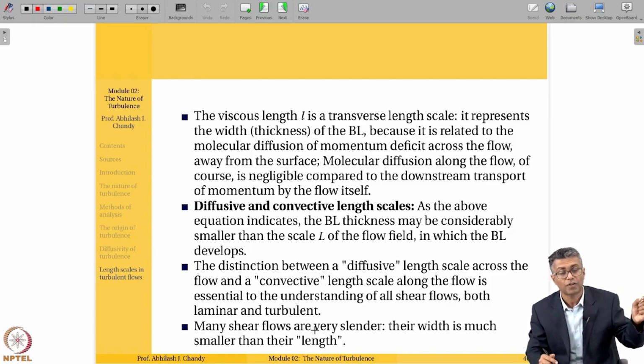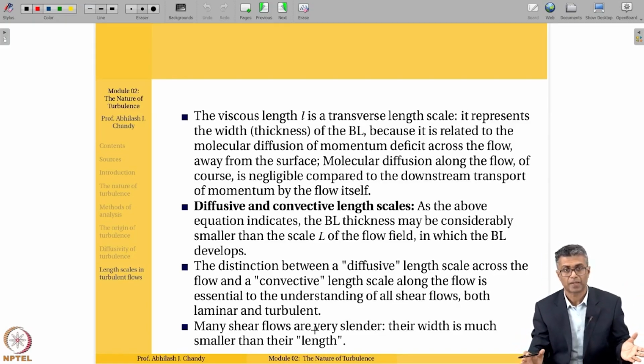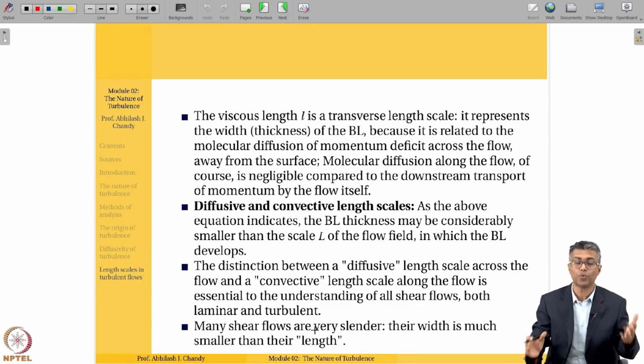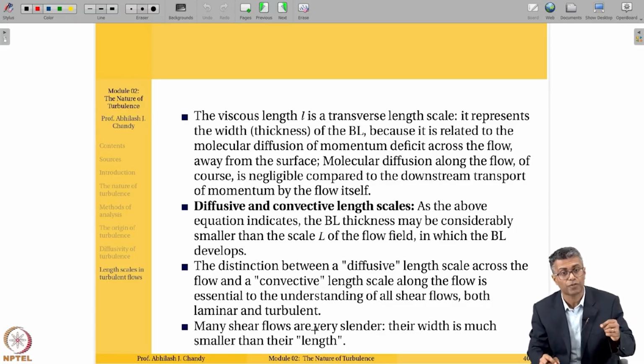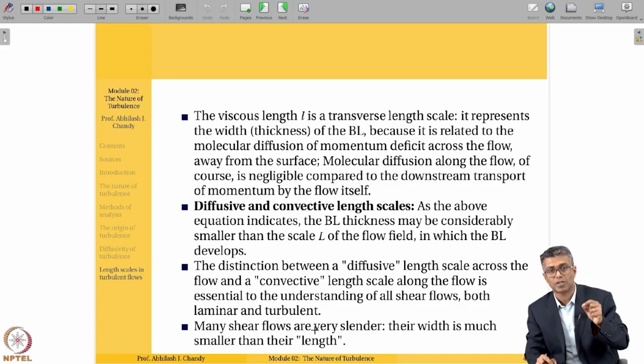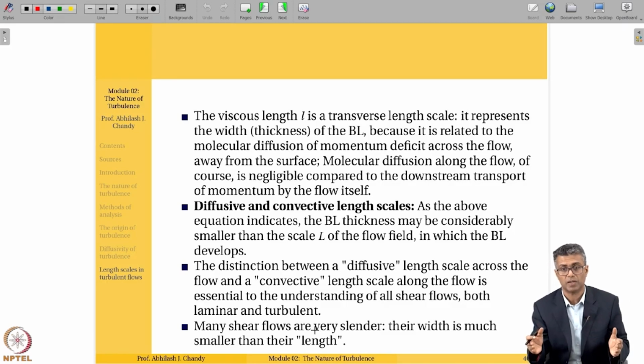Now, molecular diffusion along the flow obviously can be neglected. And that is what we've been doing, right? When we say that Reynolds number is very high, the viscous effects are very low, but the viscous effects are negligible at the large length scales, that is along the flow. So molecular diffusion along the flow is negligible compared to the downstream transport of momentum. So that takes us to the discussion of two different length scales here, especially in the case of a boundary layer, the diffusive and convective length scales.